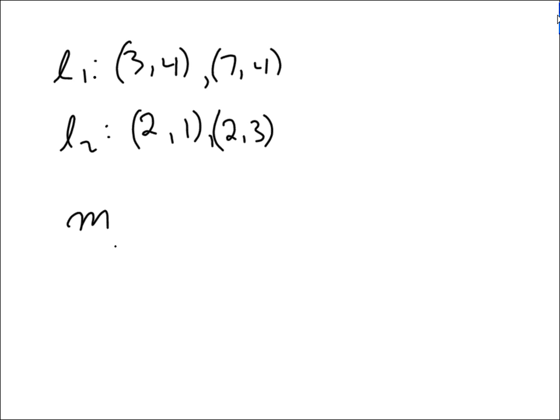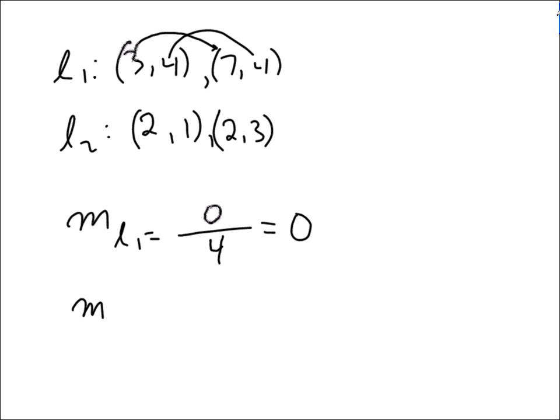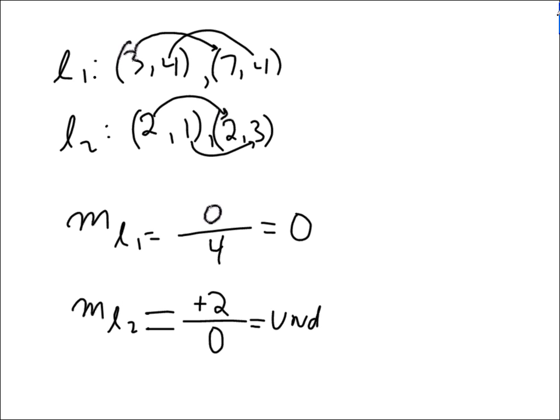Well, the slope of line 1 is the change in y, well, there is none, and the change in x from 3 to 7 is up 4. So it's 0. And the slope of line 2, well, from 2 to 3, the change in y is positive. But the change in x, there is none. And anything over 0 is undefined.